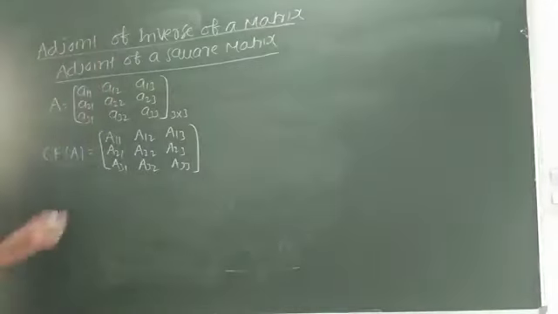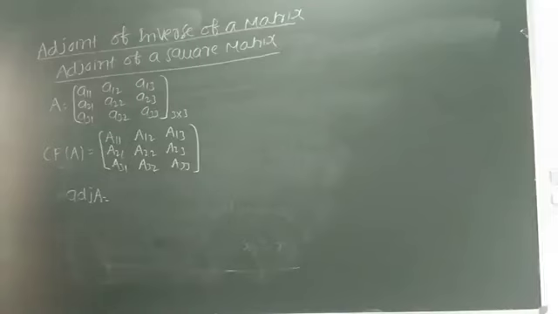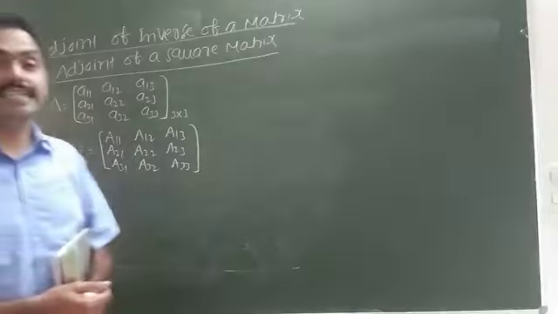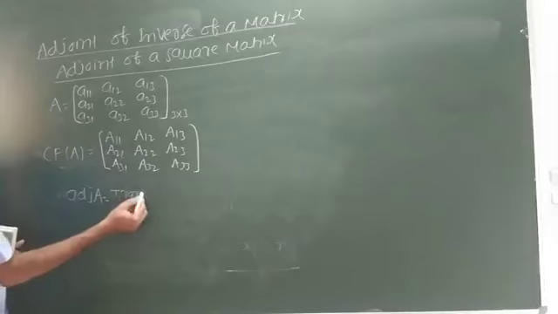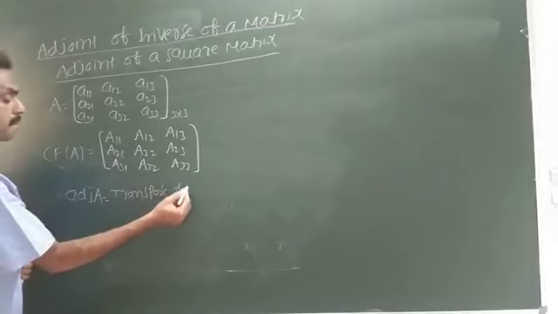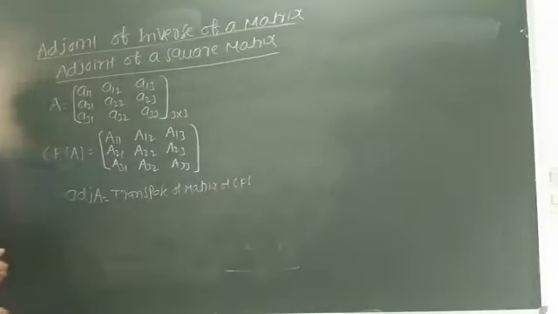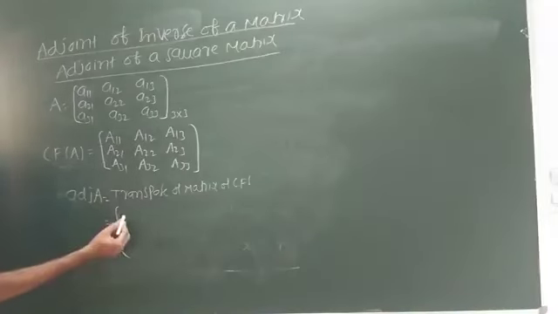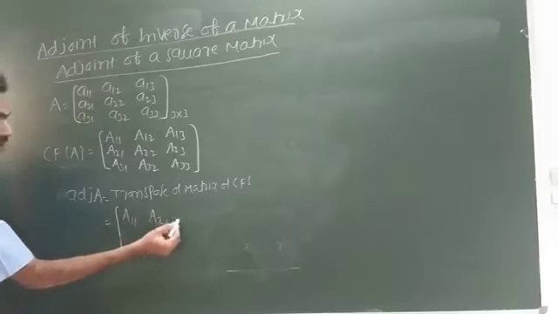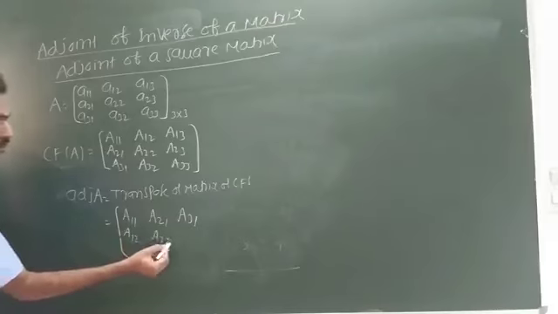Then comes the important concept: what is the meaning of the adjoint of a matrix? Remember, the adjoint of a matrix is denoted by ADJ of A, and it is obtained by taking the transpose of the matrix of cofactors. What happens if you take the transpose? You take the transpose of this: A11, A21, A31. Here A12, A22, A32.